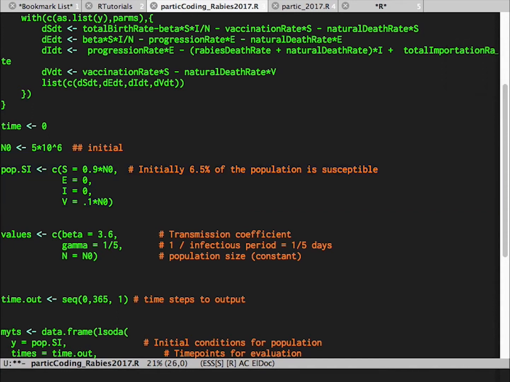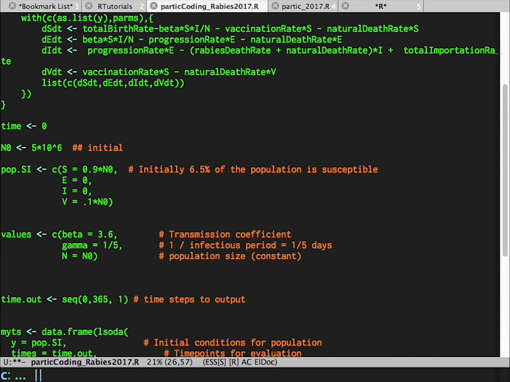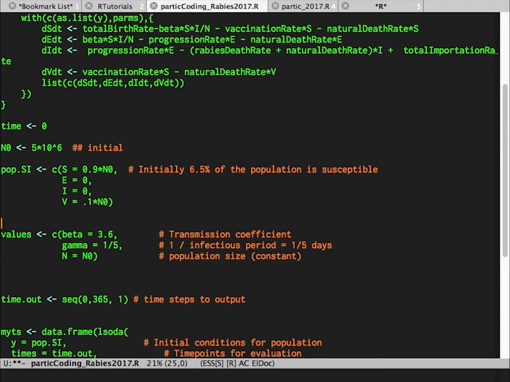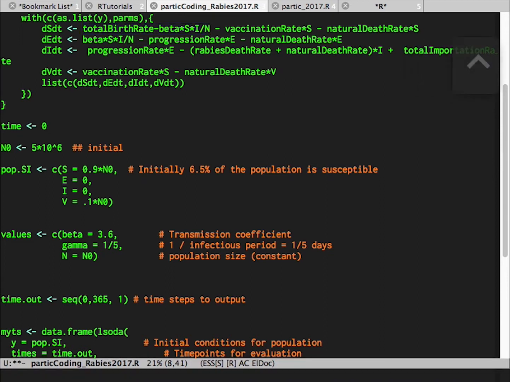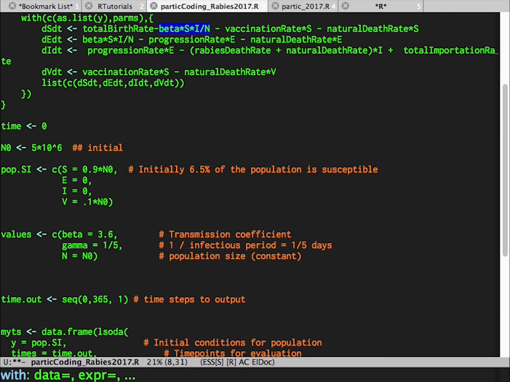We now have to give some parameters. So we have beta, the transmission coefficient. What do we want that to be? First of all, what are the units of that? What does beta have to be to make this whole thing be in units of dogs per day? One over a day, correct. Because I over N is a proportion, it's unitless, and so beta times S has to be dogs per day, so beta has to be per day.